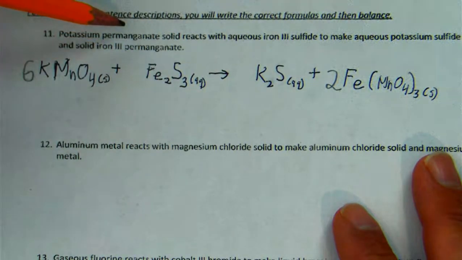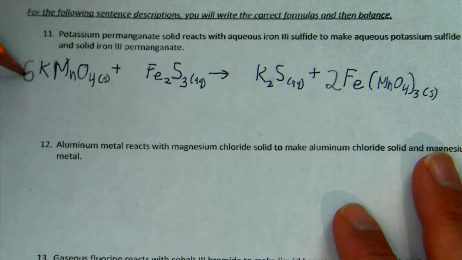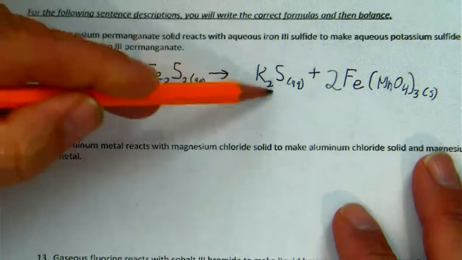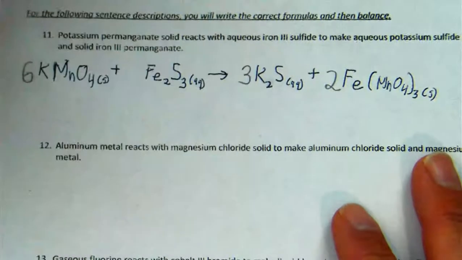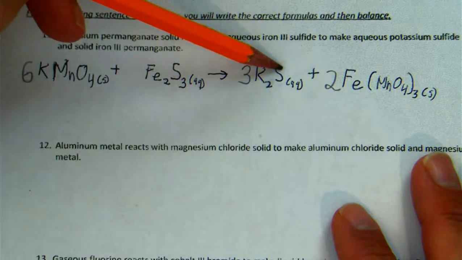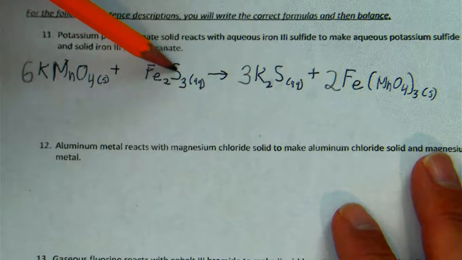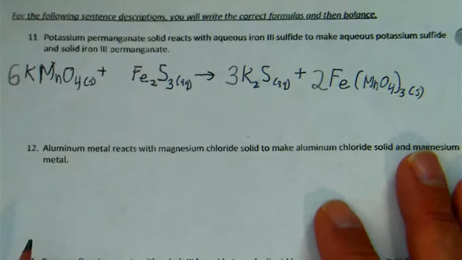So now let's go after the potassiums. 6 on the left, I only have 2 on the right, makes this a coefficient of 3. But that gives me 3 sulfurs on the right, which is okay because I have 3 sulfurs on the left. So let's do a final check.